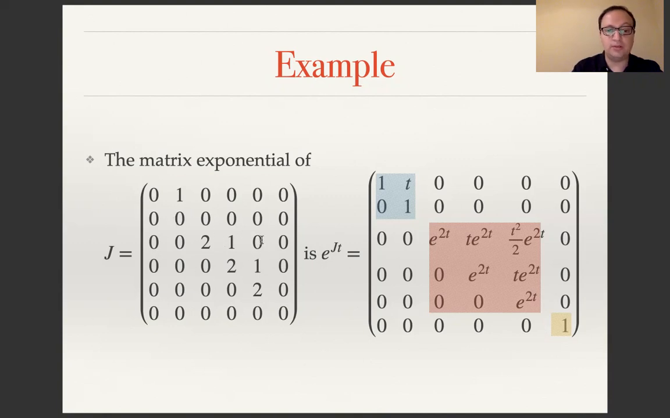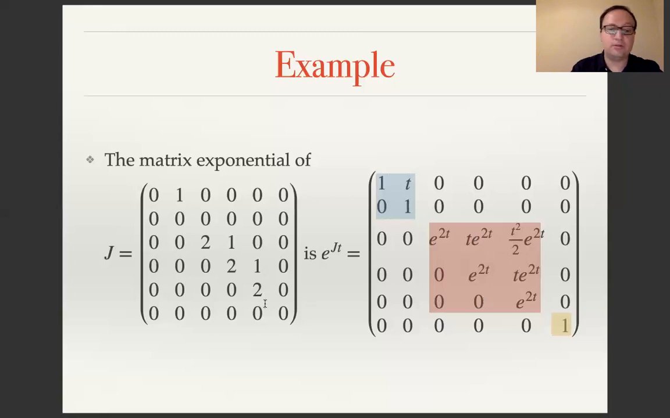Then the next block is the one that has size 3 and the eigenvalue 2. So for the exponential of this block, again, I use the formula for the exponential of Jordan blocks of size 3. And this has e to the 2t on the main diagonal, t e to the 2t on the diagonal above that, and t squared over 2 e to the 2t on the diagonal above that. So just in the corner, just one spot, and 0 below the main diagonal.